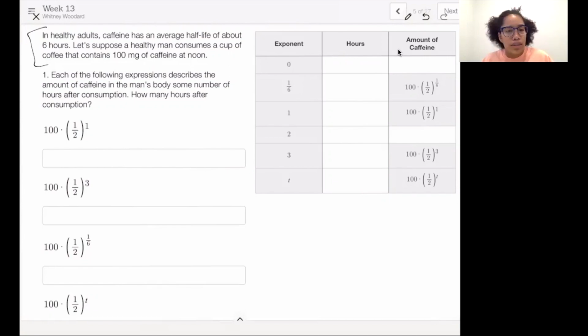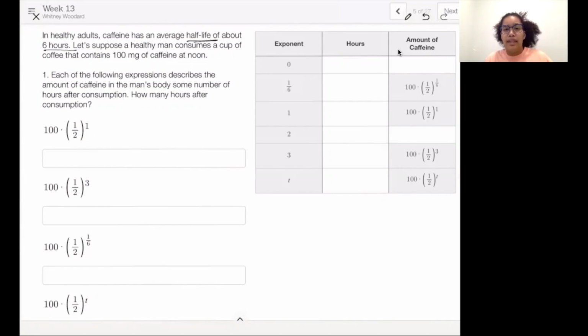So I'm going to pause here before I start reading the question. I'm just going to ask myself, what's happening in this situation? Well, those two sentences describe to me a person drinking a cup of coffee at noon. And when they do that, they consume 100 milligrams of caffeine. And then it also tells me that caffeine has an average half-life of about 6 hours.